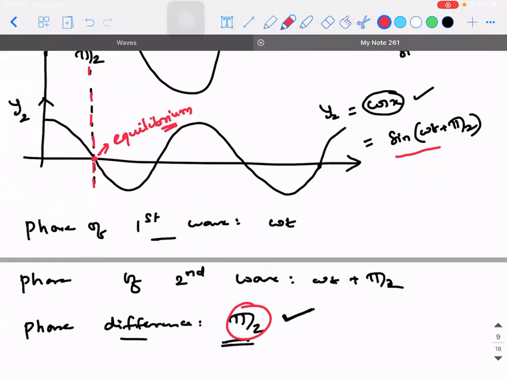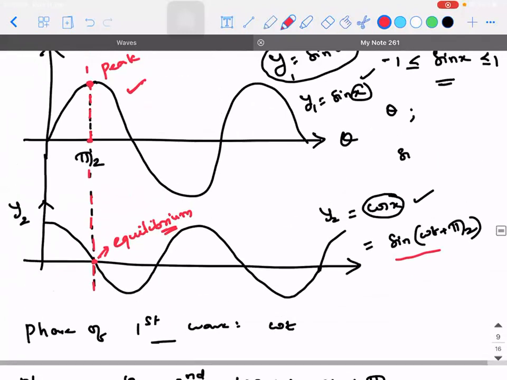This leading and lagging concept you will understand later, because it's not there in your syllabus. Leading means look at the starting point. At the starting point, who is having the maximum value? For the first wave, it is at equilibrium, whereas the second wave is having a non-zero value. It is at its maximum value. So who's leading? The second wave, sir.